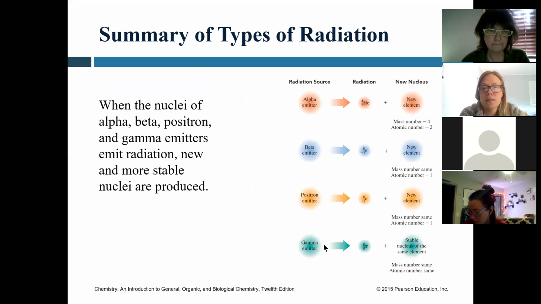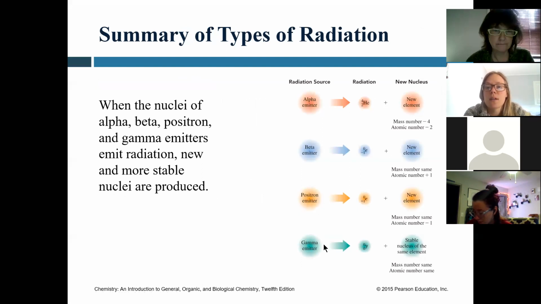So here are all those things that we've talked about. If we go through alpha emission, we have an alpha particle, and a new element that has 4 less on its mass number and 2 less on its atomic number. Beta emission, we give off that electron, the mass number stays the same, but the atomic number increases by 1. Positron, we ditch a positive charge and get the same mass number, but the atomic number goes down by 1. And then gamma ray will have the same nucleus, but it becomes stable. So that sums up the last couple slides.